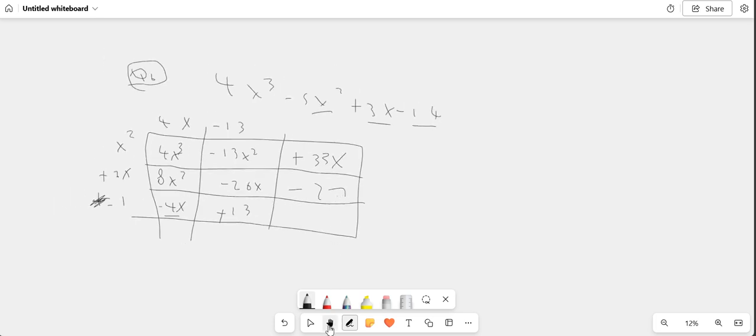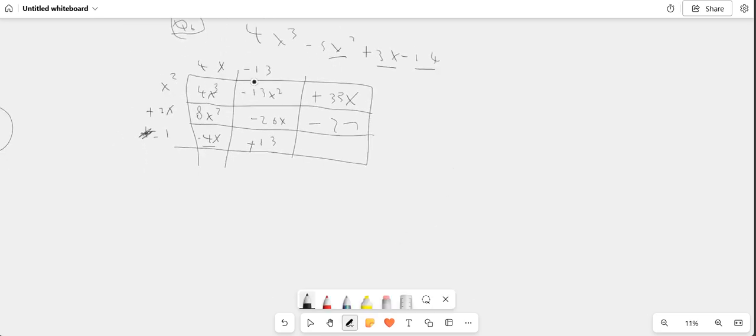Cool. So now we've got the remainder. That's literally the answer. The answer was 4x minus 13, and then the remainder is whatever is left here, so plus 33x minus 27 over the divisor, which is x squared plus 2x minus 1.